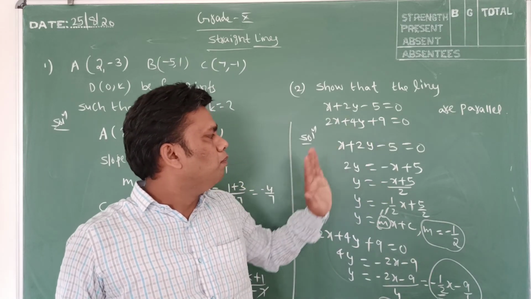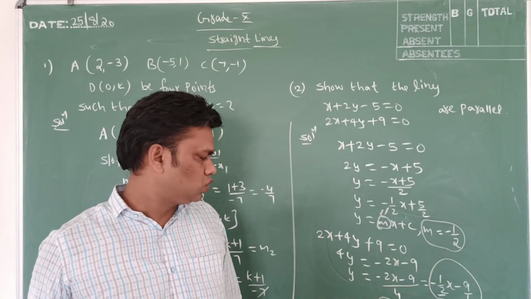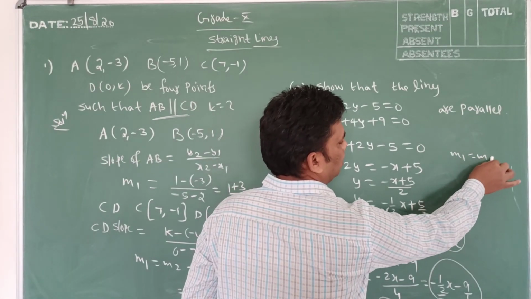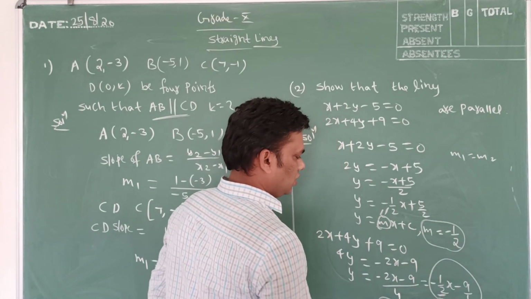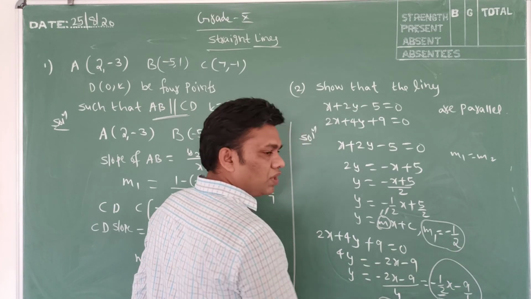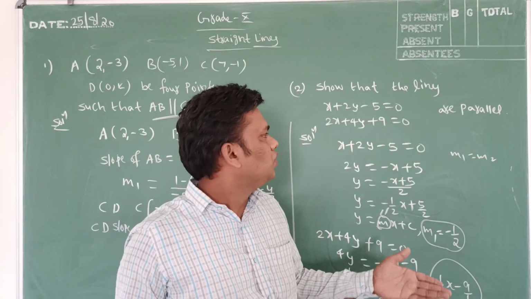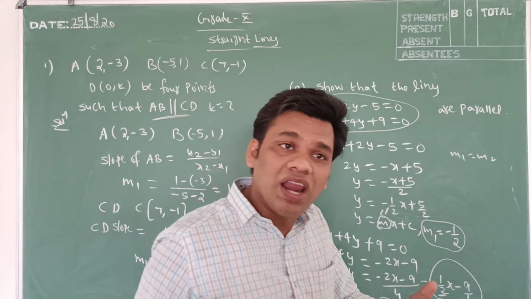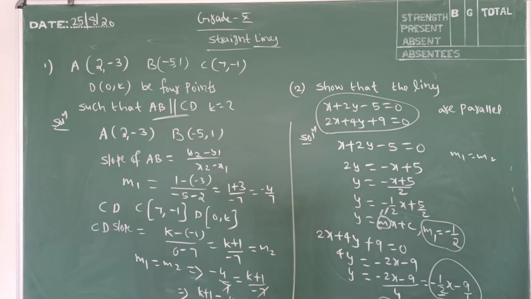So both the lines have slopes M1 equal to M2, which means the slopes are equal. Both the slopes are equal. So the given two lines are parallel.